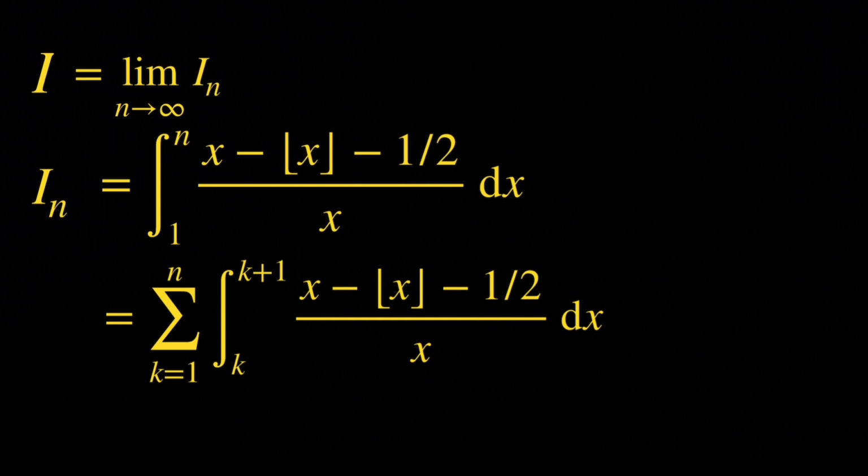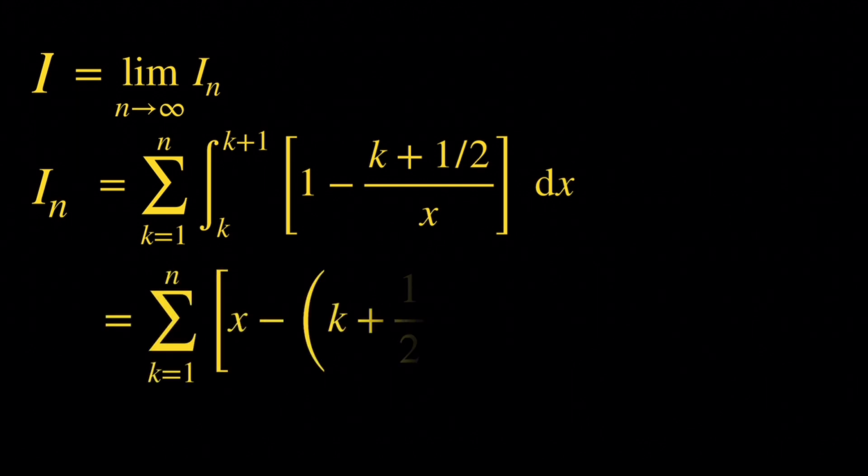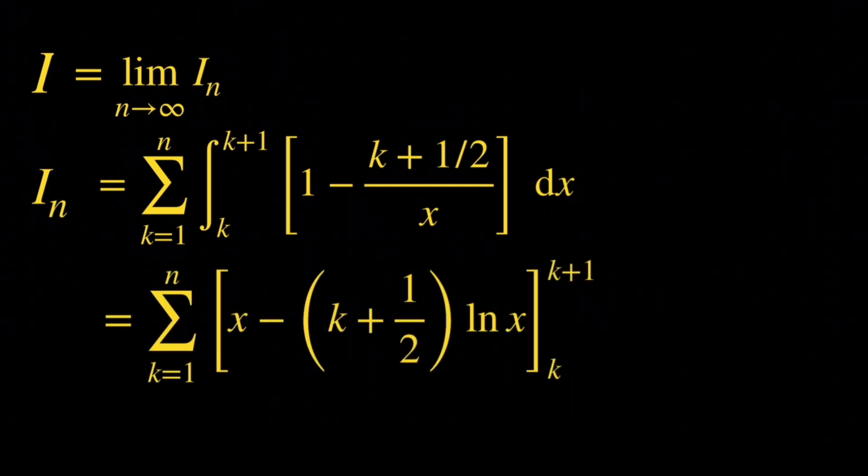Okay, so if we divide x by x, we get 1. And between k and k plus 1, the integer part of x is simply k. So we can have I sub n equal the sum as k goes from 1 to n of the integral from k to k plus 1 of 1 minus k plus 1 half, divided by x, dx. We can now integrate, and we're going to get the following.